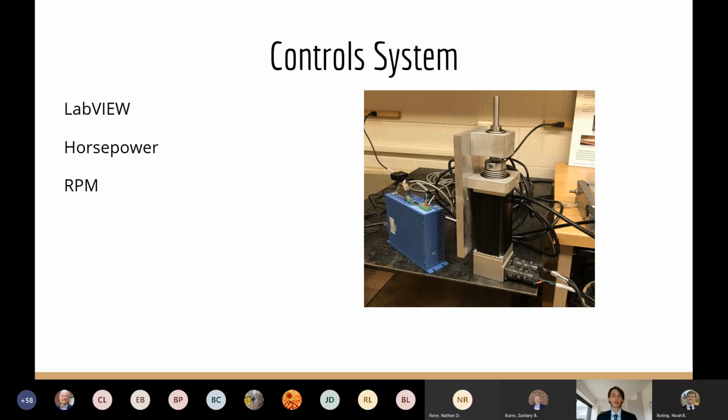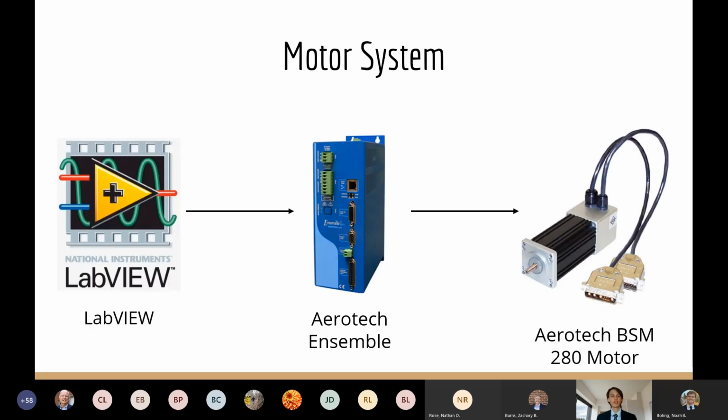This led us on to our second motor choice, which is a servo motor from Aerotech. Now, this motor came with certain software as well as an Aerotech Ensemble device, which allowed us to communicate with the motor through LabVIEW easily. It also had the 1.5 horsepower requirement that we were looking for, and as a servo motor, it was designed to step between RPMs, which led us to the system of simply using LabVIEW to communicate with the Aerotech Ensemble, which would then communicate with the Aerotech BSM 280 motor and send signals back to the Aerotech Ensemble using an encoder to monitor its RPM.